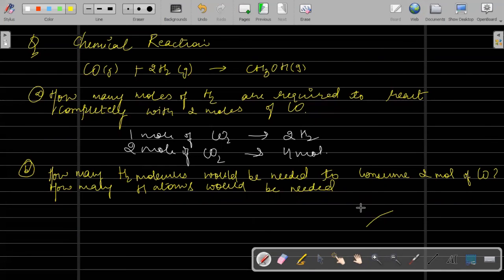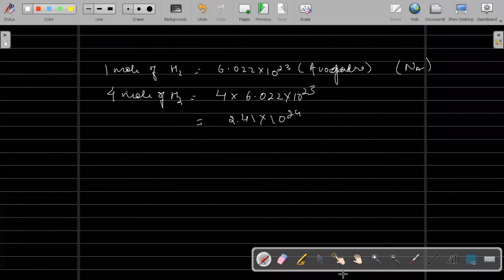Now I'm going to solve the question. How many H2 molecules would be needed to consume 2 moles of CO? So for 2 moles of CO, the H2 is 4 moles. Next question.